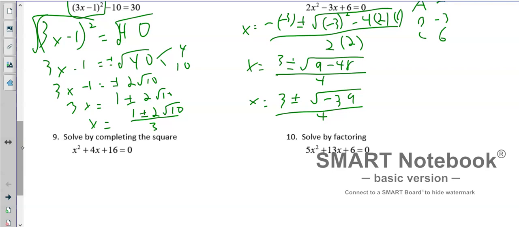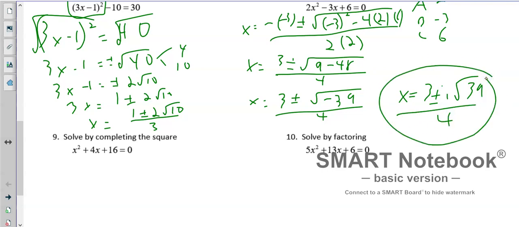Now, are there any magic numbers that go into 39? Nope, it's 3 times 13, that's it. But we can take care of the negative, which we know how to do now. So x equals 3 plus or minus i square root of 39 all over 4. Final answer.